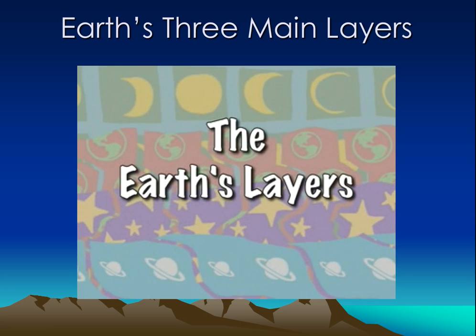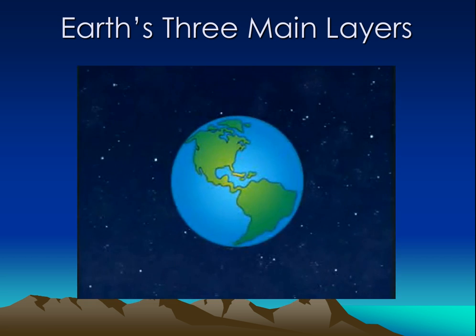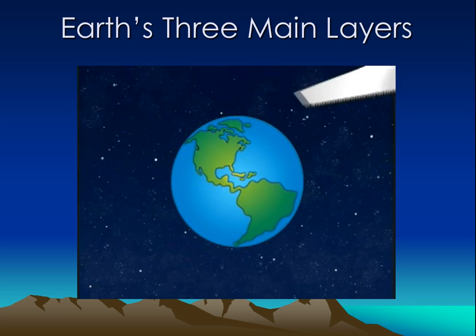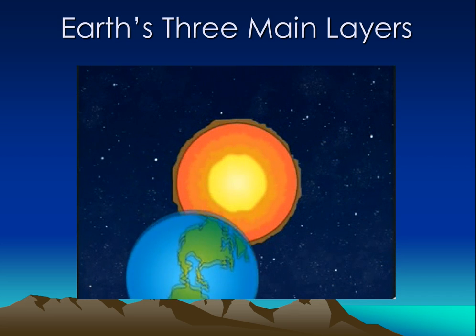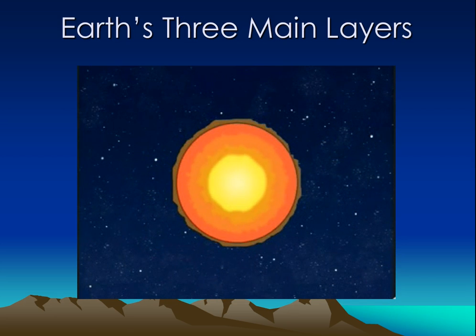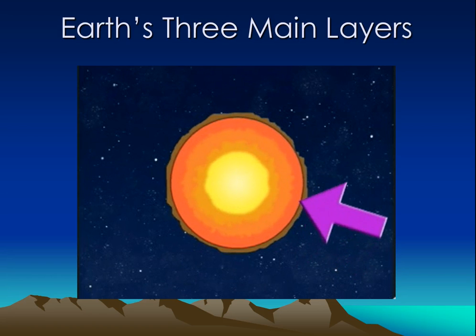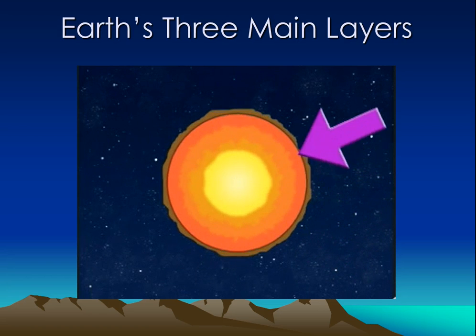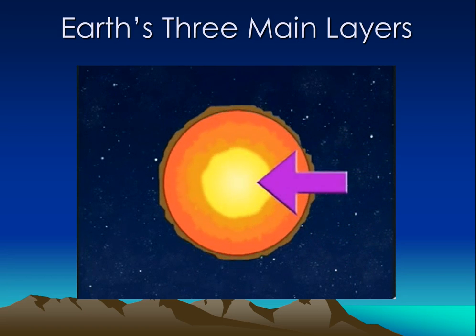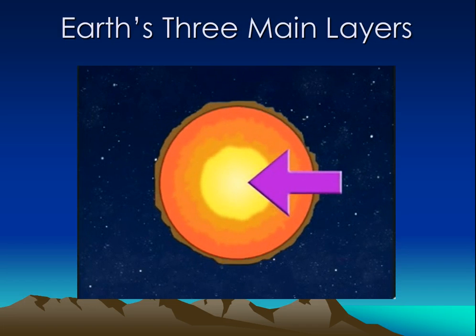The Earth's layers. If you could cut the Earth in half, you would see that it is made up of 3 layers of rock. These layers are clues to how the Earth has changed over time. The layers on the outside are the newest layers, and the layers on the inside are the oldest layers.